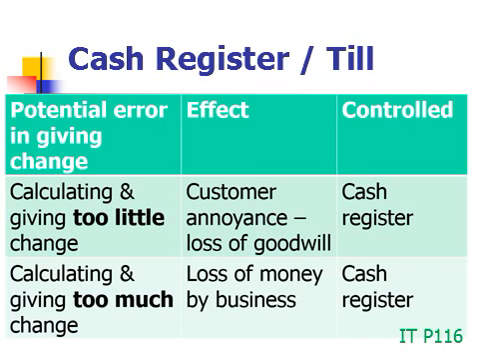There are a number of potential errors that can happen when giving change. They are mentioned below, along with their effect, and what can help control the error. The potential error in calculating and giving too little change will lead to customer annoyance, which might lead to a loss of goodwill, but the error can be controlled by the cash register. The potential error in calculating and giving too much change will lead to a loss of money by the business, but the error can be controlled by the cash register.